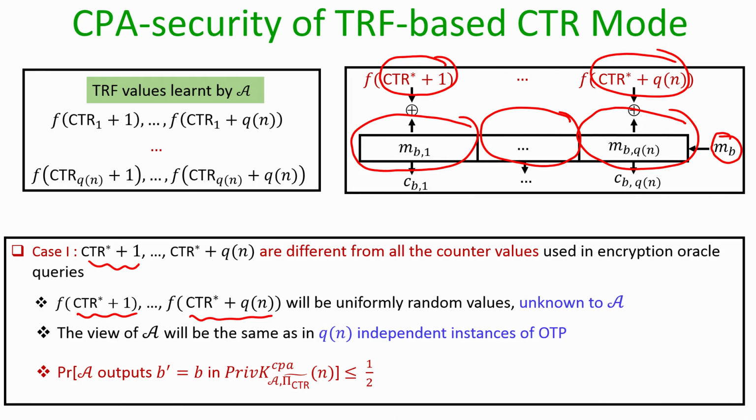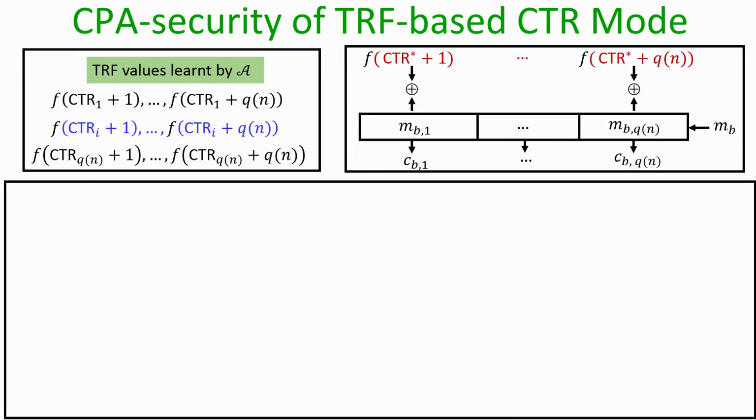And as we have seen in the case of OTP, if the pads are truly random and unknown to the attacker, then it is perfectly indistinguishable, or perfectly secure, from the viewpoint of the attacker. That means, if the counter values used for computing the challenge ciphertext are not repeated, then we can safely conclude that the probability that the adversary wins the CPA game is upper bounded by 1 by 2.